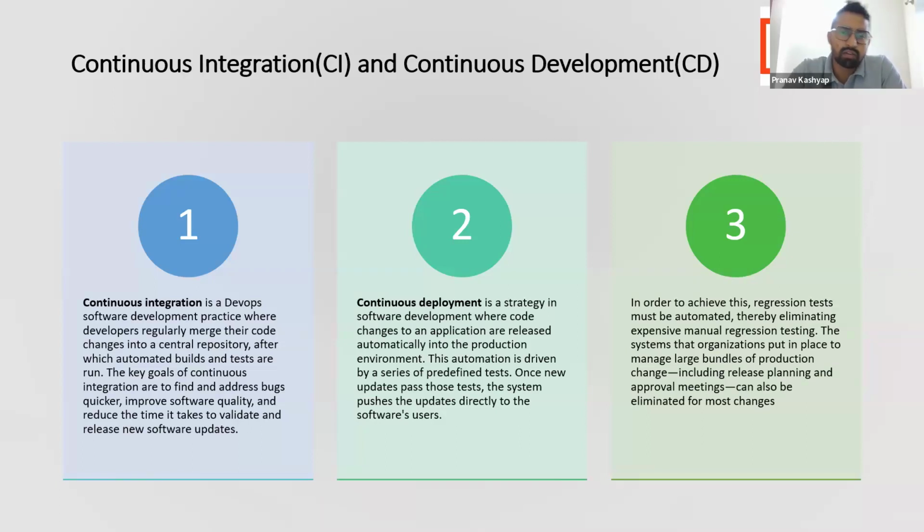And coming back to continuous deployment, it is a strategy in software development where code changes to an application are released automatically into the production environment. This automation is driven by a series of predefined tests. Once a new update passes those tests, the system pushes the updates directly to the software users. In order to achieve this, regression testing must be automated, thereby eliminating expensive manual regression testing.